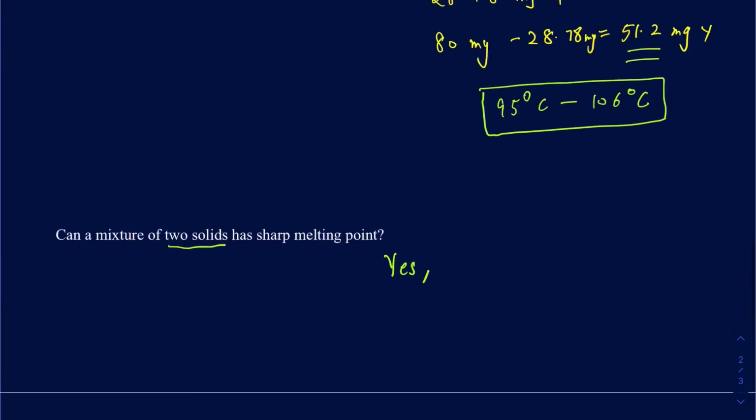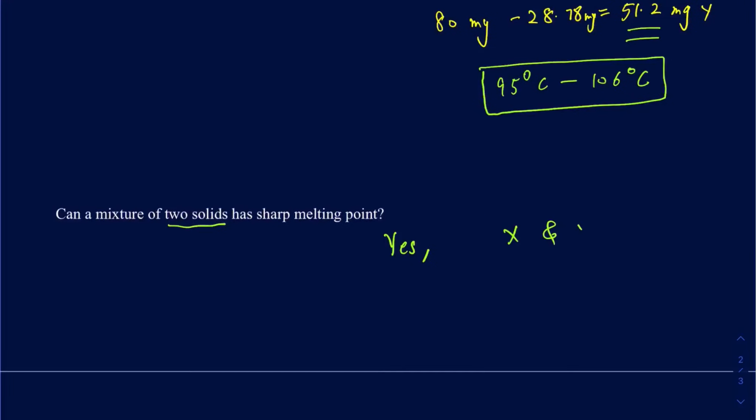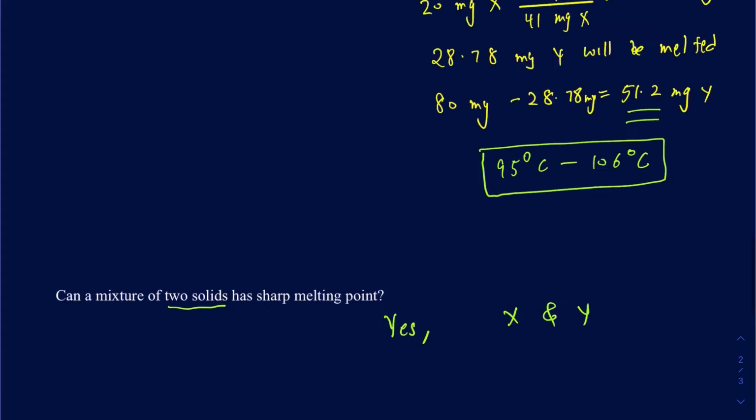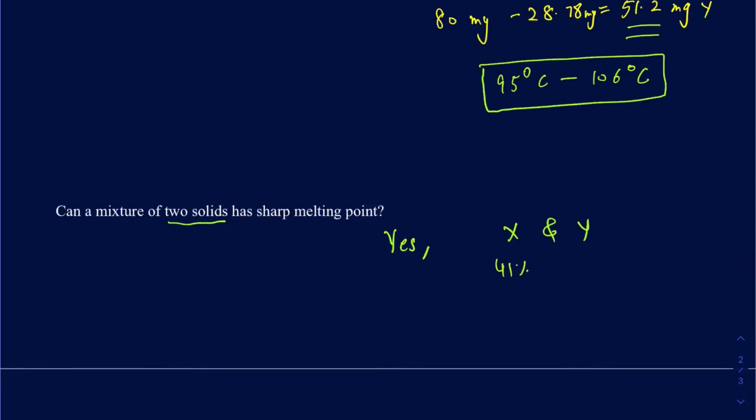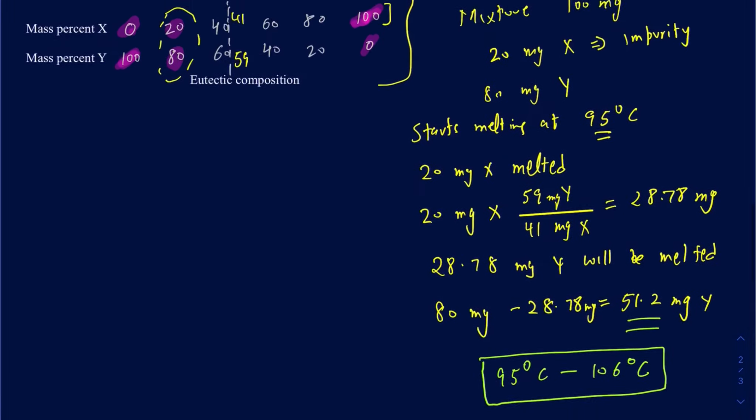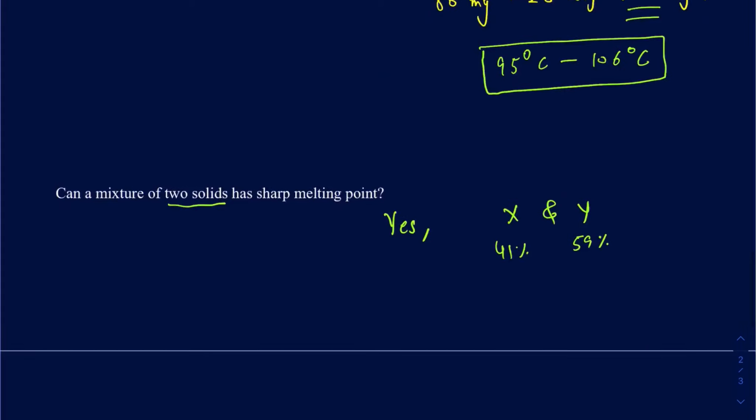If you have X and Y, like in this particular case, and I somehow mix exactly, let's say 41% of X and 59% of Y, because that's your eutectic composition. If I make a mixture that's exactly at the eutectic composition, then that particular mixture will melt sharp at the eutectic temperature. And sometimes it's taken as a false pure compound, even though it's not a pure compound. That's something you've got to be really careful with.